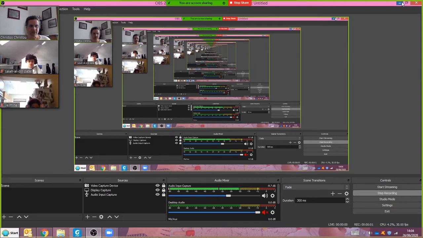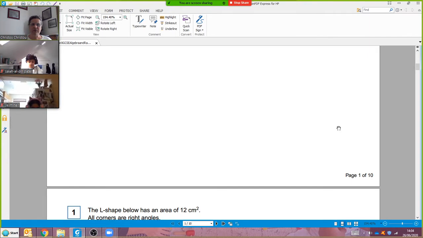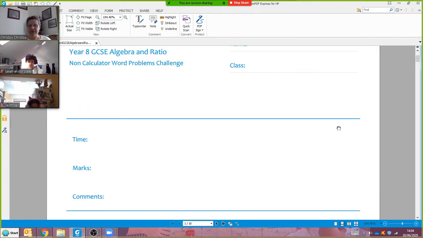Alright, so here is the sheet that we did earlier, or yesterday, whenever it was. So this is GCSE ratio and algebra, because I reckon a lot of the algebra and ratio would have been really hard, so I didn't choose too many. Plus these are non-calculator questions as well.